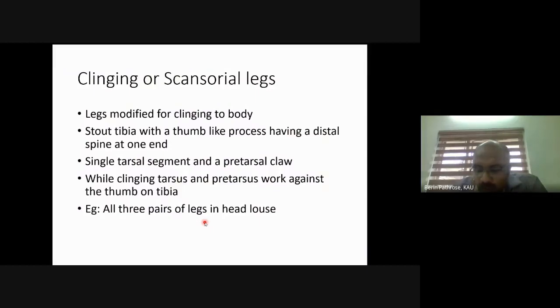And the next modification is the clinging or scansorial legs. This is seen in head lice.